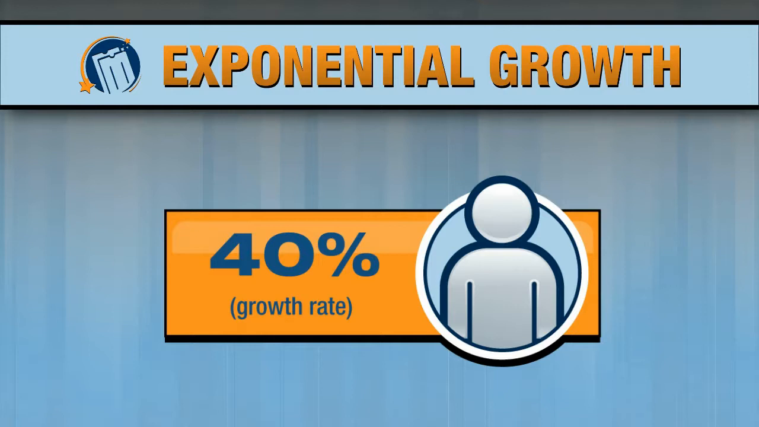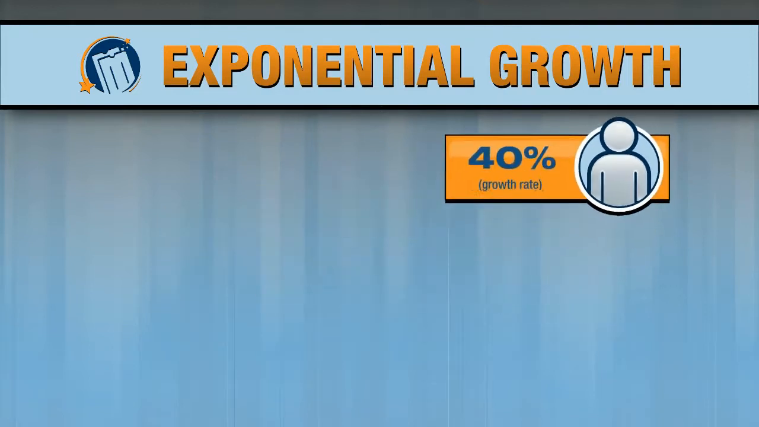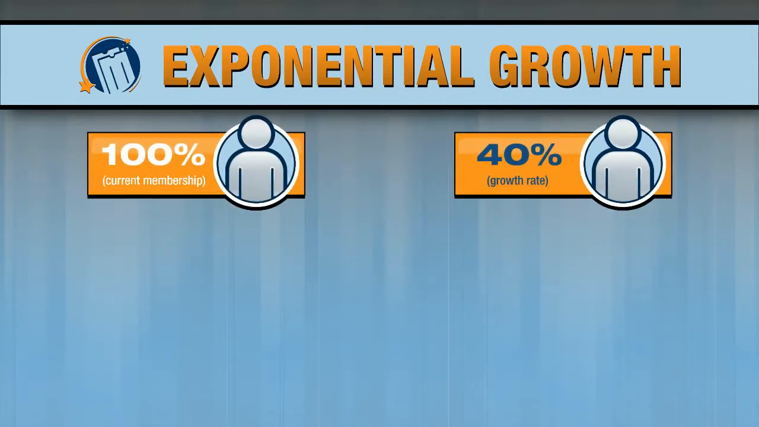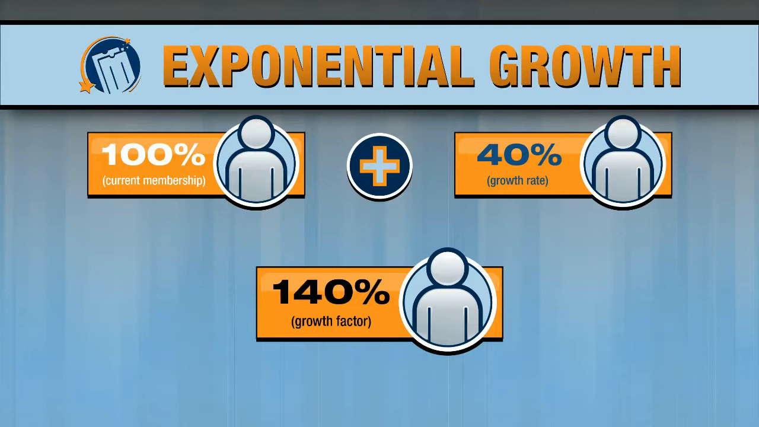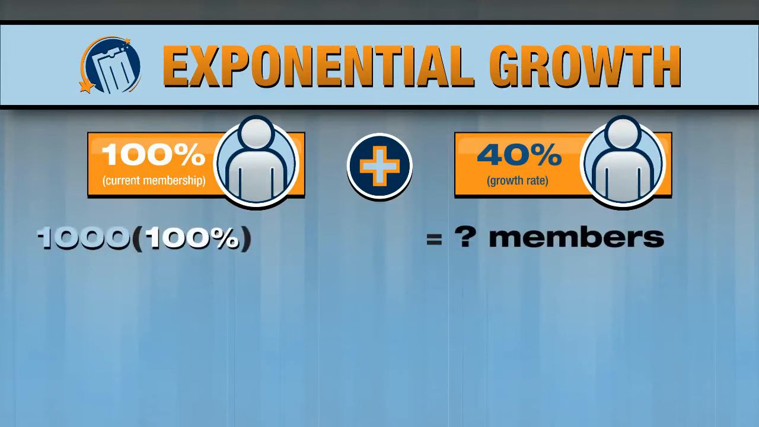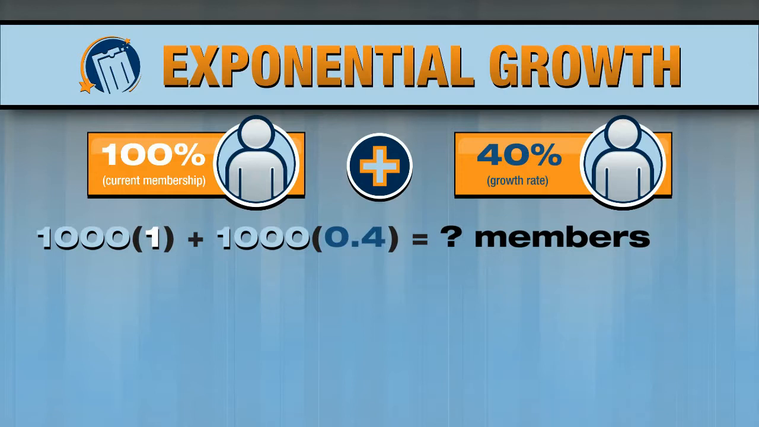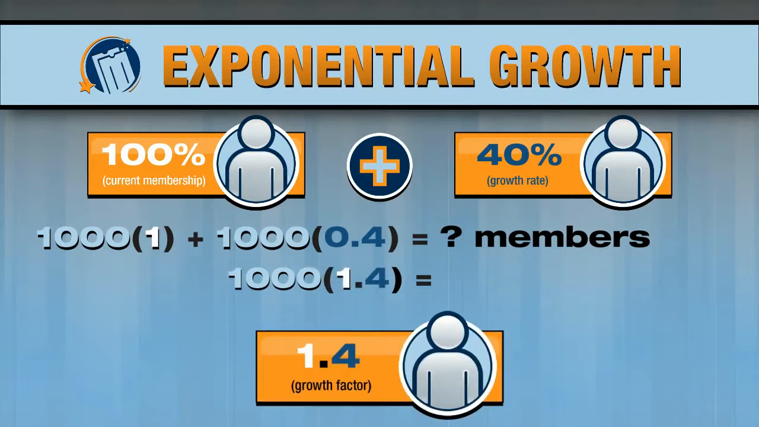The company is growing by a rate of 40%. What does that mean? It means that next month's membership will be 100% of the members plus an additional 40% of the members. That is 140% of the members. So we write 1,000 times 100%, or 1, plus 1,000 times 40%, or 4/10, which is the same as 1,000 times 140%, or 1 and 4/10. This gives us 1,400 members.